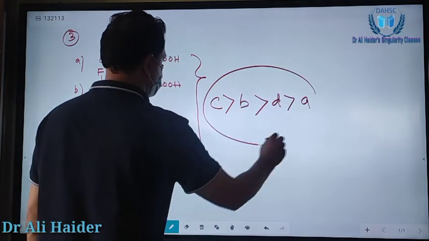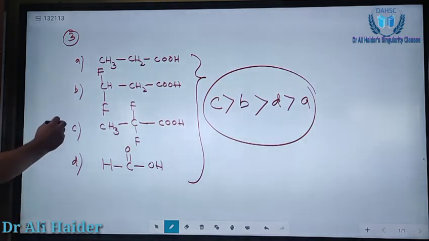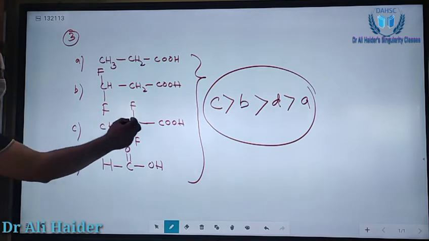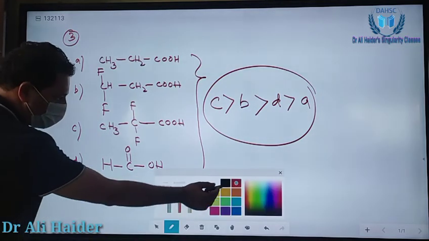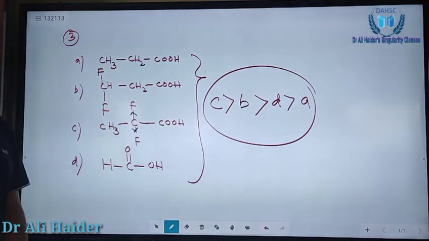Can you explain it now? Why is C more acidic than B? This is a little bit of a difference, but can you pick it up? Because the carbon adjacent to the carboxylic acid has a direct connection with electron withdrawing groups like F and F. One more important thing is that you have to look at how far the electron withdrawing group is from the COOH. How much distance it is away. Here these two strong electron withdrawing groups, these two fluorine atoms, are directly attached to the COOH. You got it?